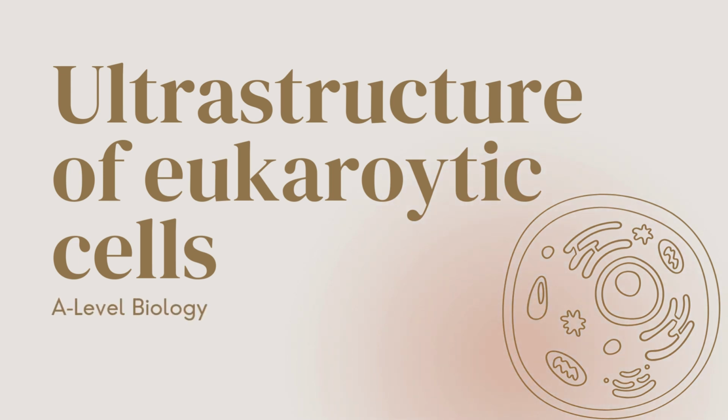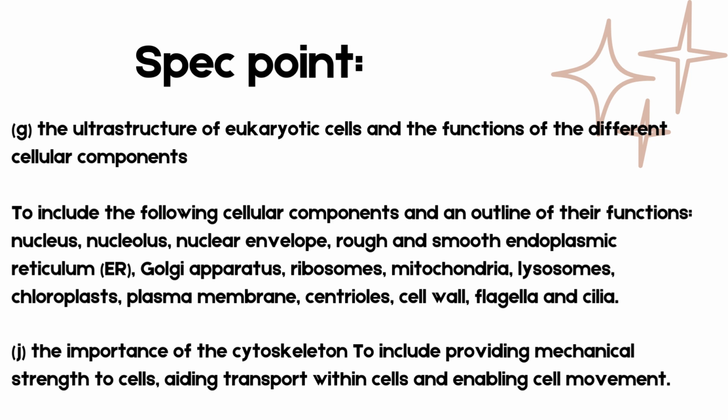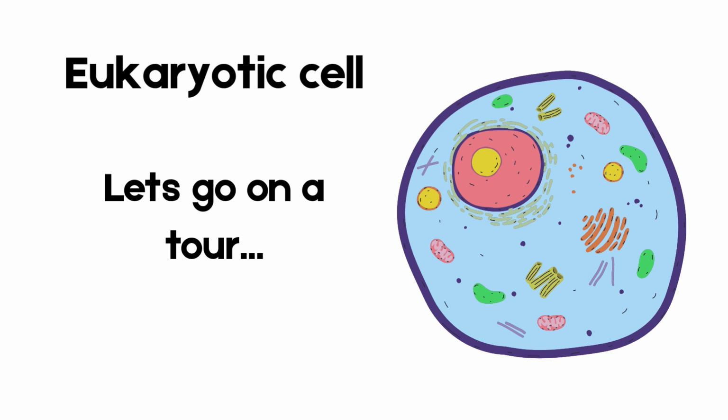Today we're zooming in on the ultrastructure of eukaryotic cells. In simple terms, what's inside these cells and what each part actually does. But what is a eukaryotic cell? It's a complex cell with a nucleus and membrane-bound organelles. Think plant cells, animal cells, fungal cells, and protoctists. Let's go on a tour around the cell and meet the key organelles.